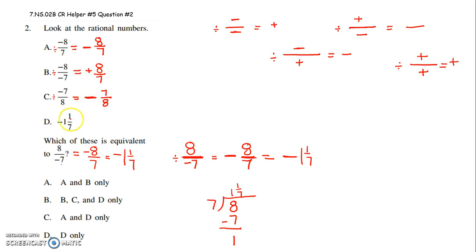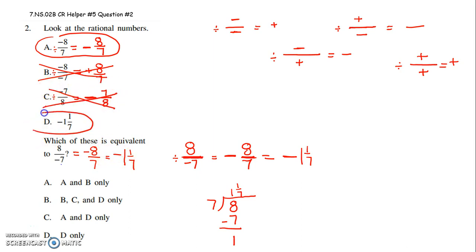All right, so let's just take a look. Which of these is the same? So this is -8/7, -8/7. That matches. Positive 8/7? Nope, my final answer is a negative. -7/8? Oh no, my numerator is an 8, not a 7. And look here, -1 1/7. So those are the two answers that totally match this original. So our answers are A and D.